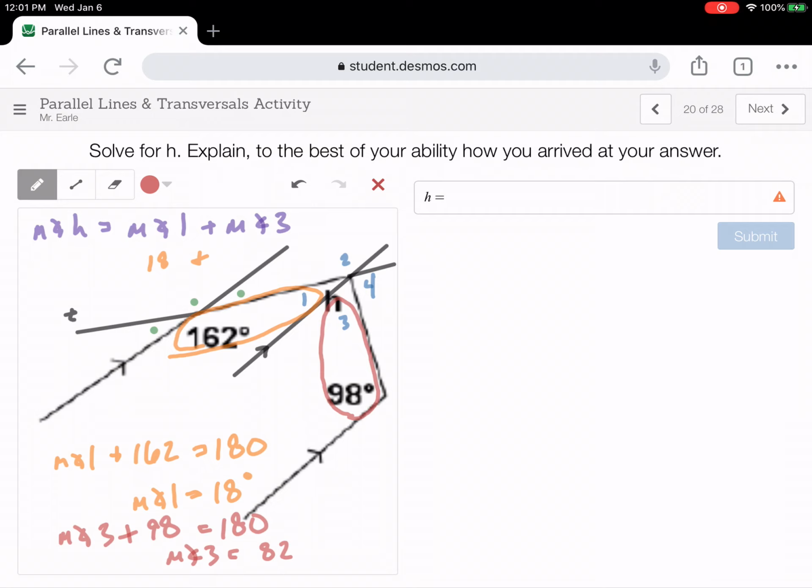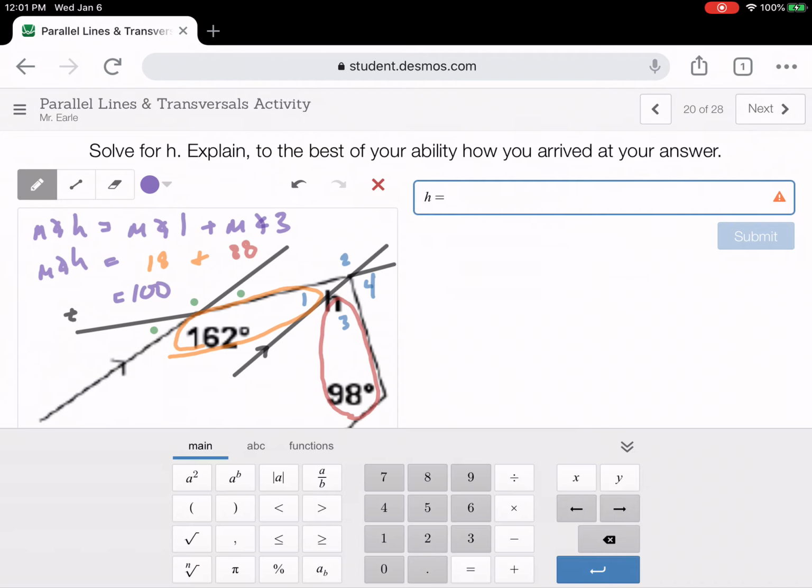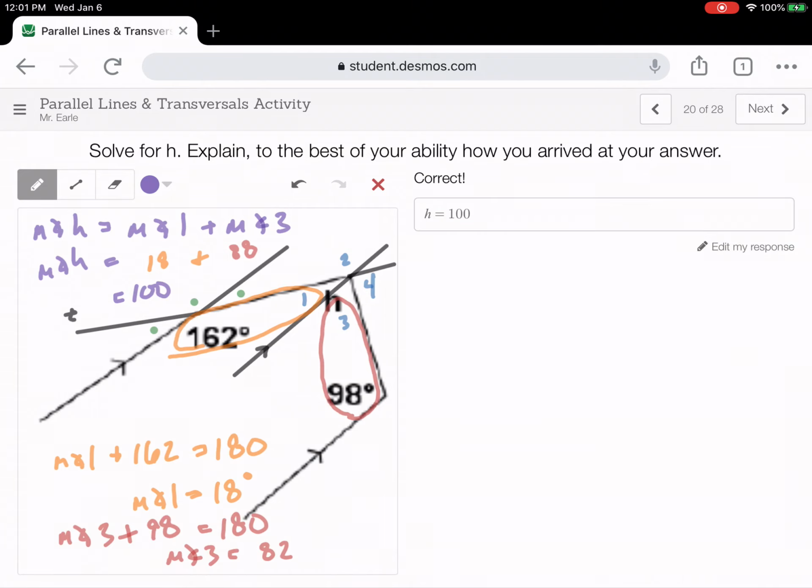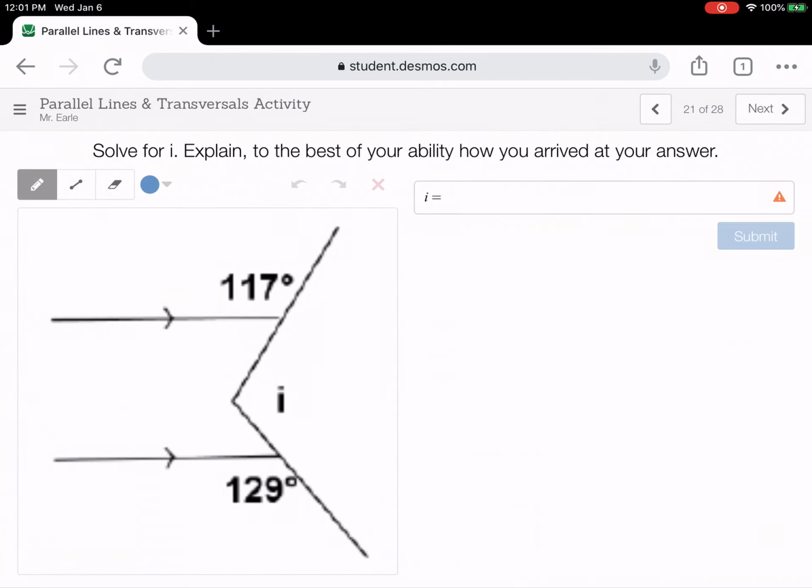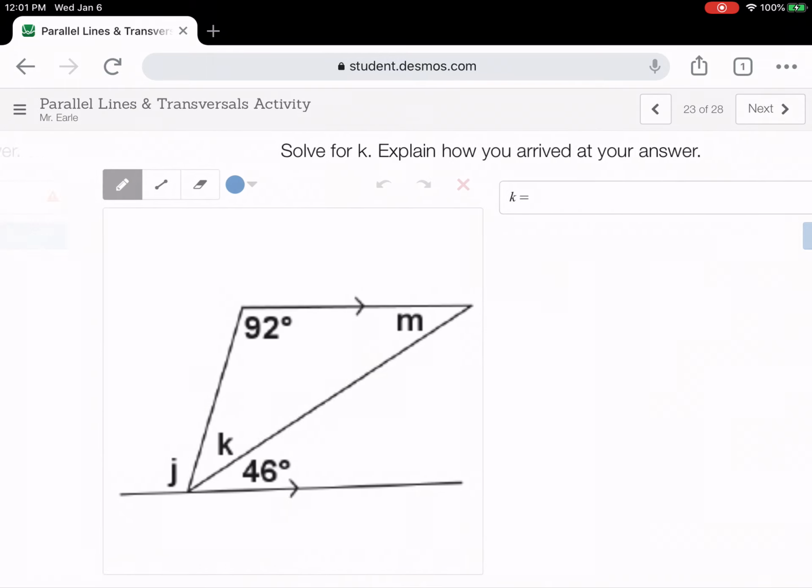And so now I know the measures of angle 3 and angle 1. So if I go back to trying to calculate the measure of angle H, all I have to do is add 18 to 88, which is 100. So H should have a measure of 100 degrees. Correct. All right, let's do one more, and we'll go to one of the more challenging ones here.